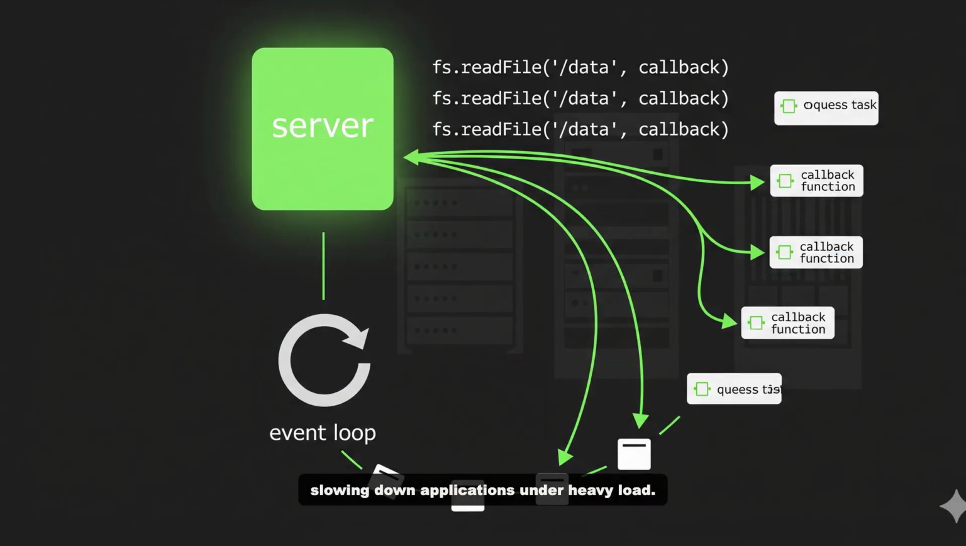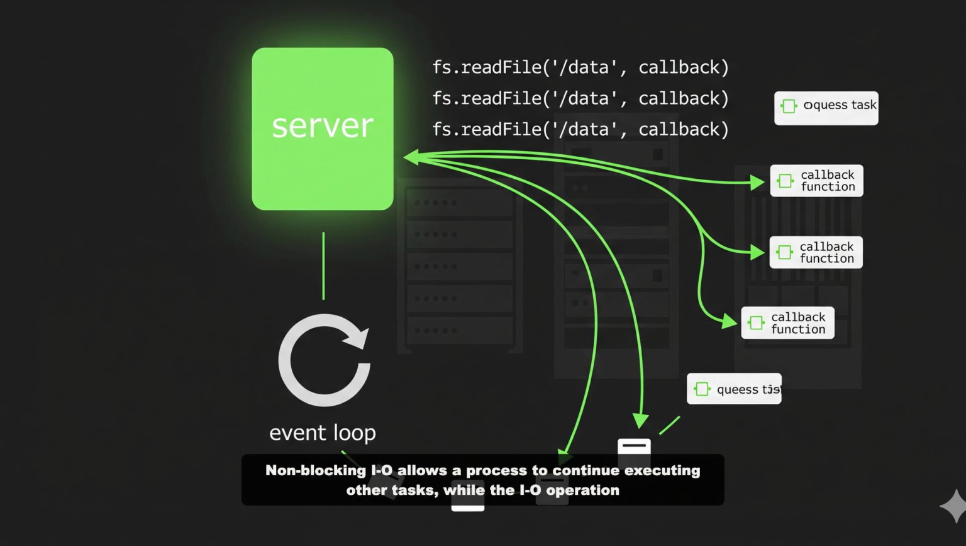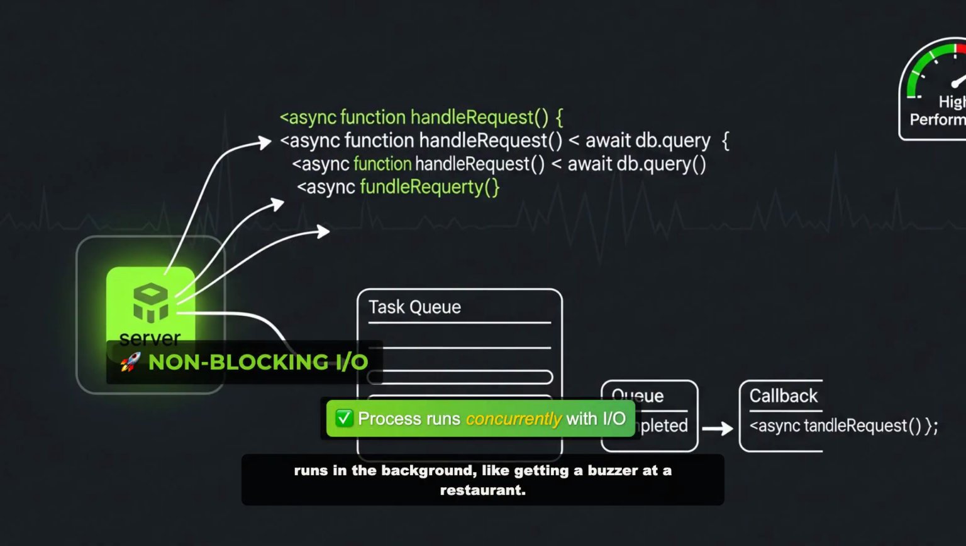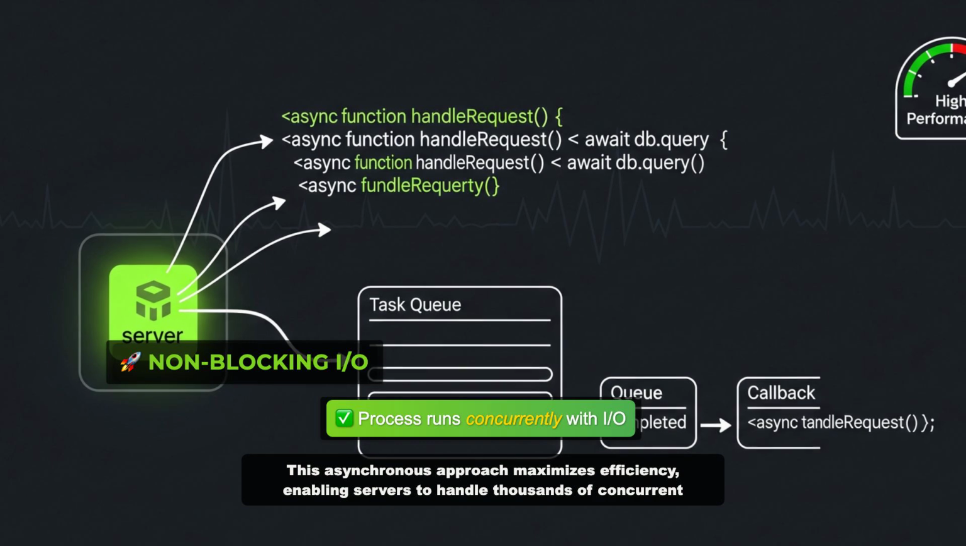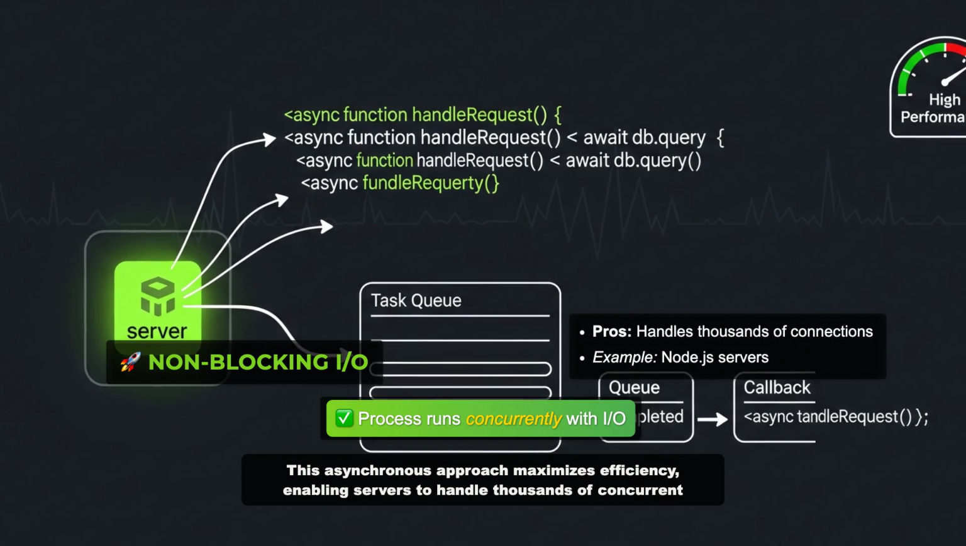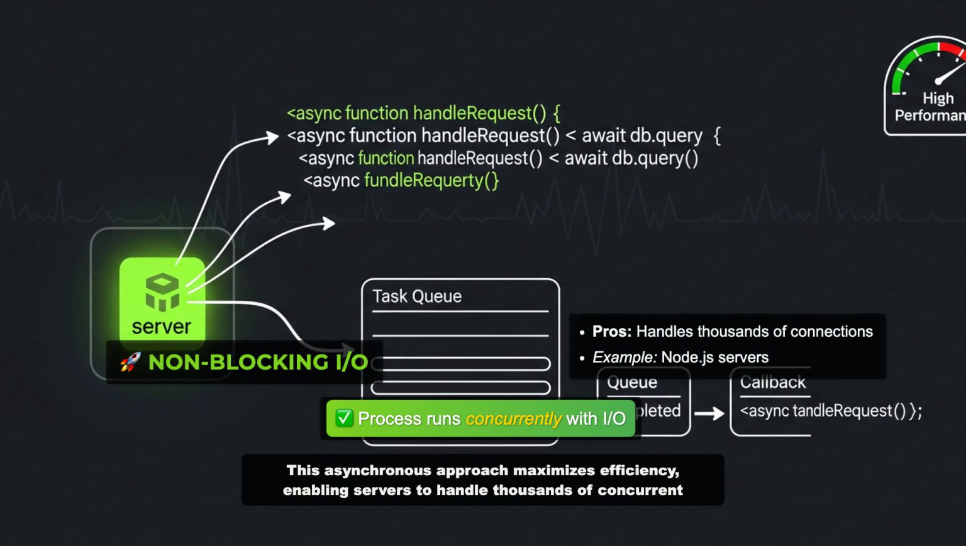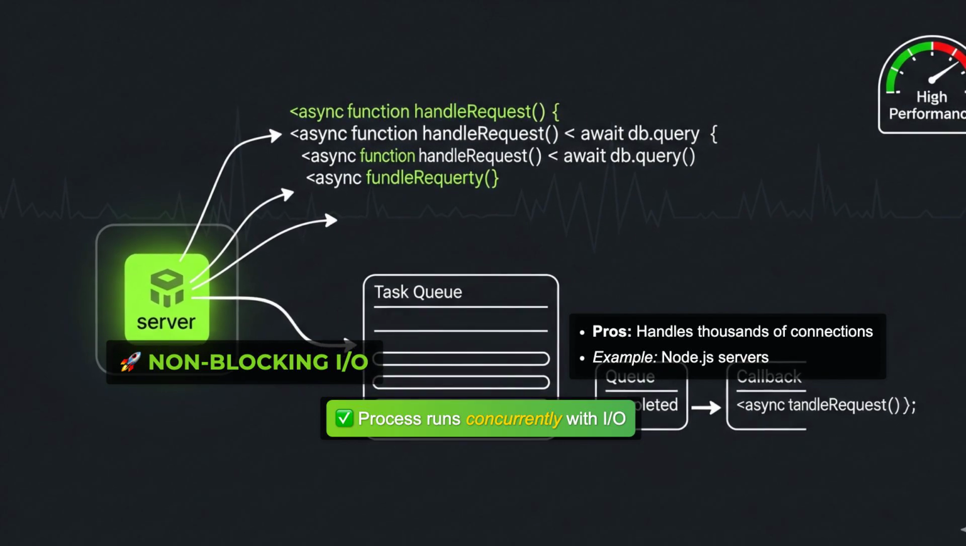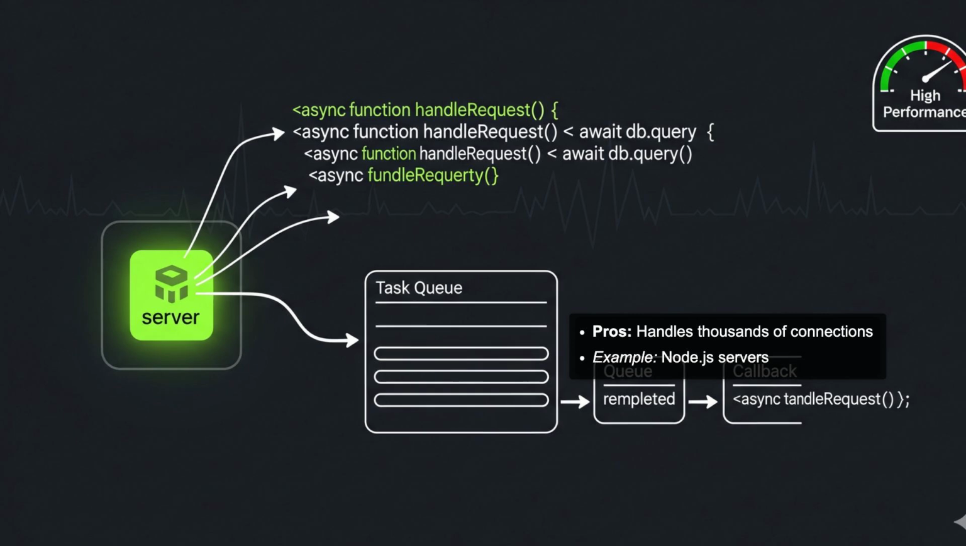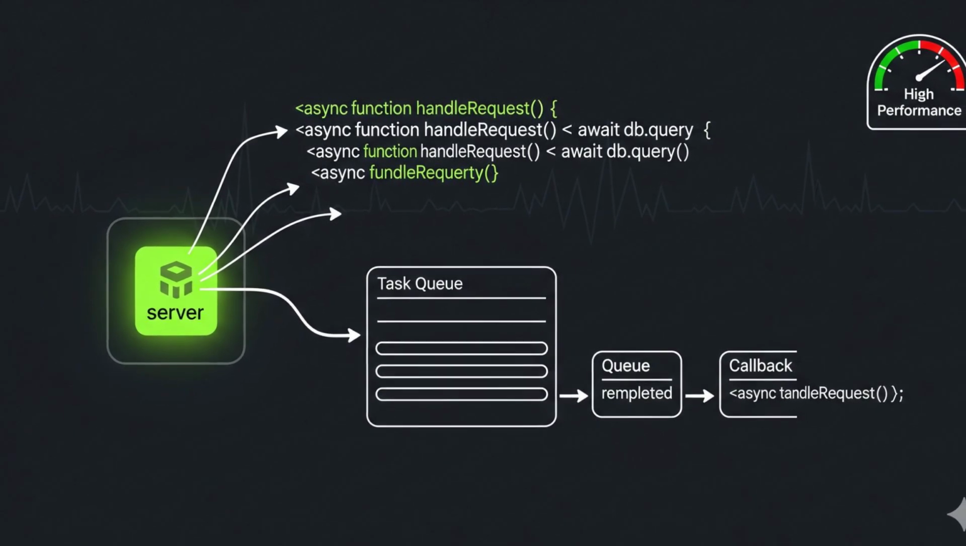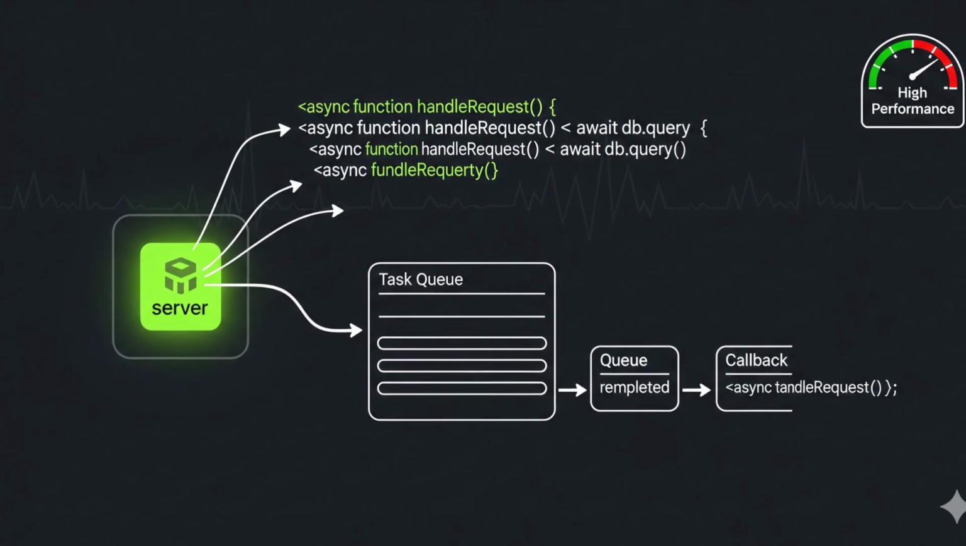applications under heavy load. Non-blocking I/O allows a process to continue executing other tasks, while the I/O operation runs in the background, like getting a buzzer at a restaurant. This asynchronous approach maximizes efficiency, enabling servers to handle thousands of concurrent connections, vital for high-performance apps like Node.js servers.